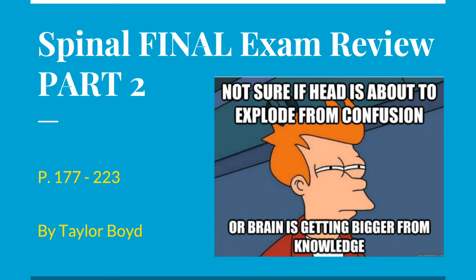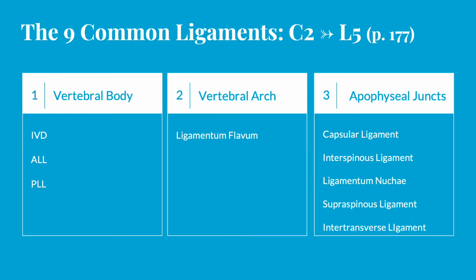I'll be starting on page 177, and that's the 9 common ligaments of the spine. So moving along. Definitely you want to know that when we're talking about the 9 common ligaments, that's going to be referring to segments between C2 to L5.